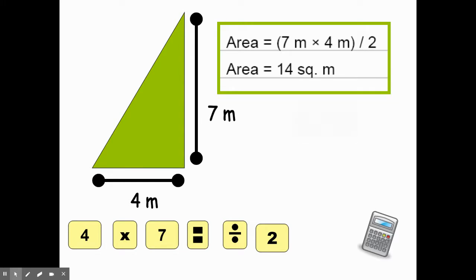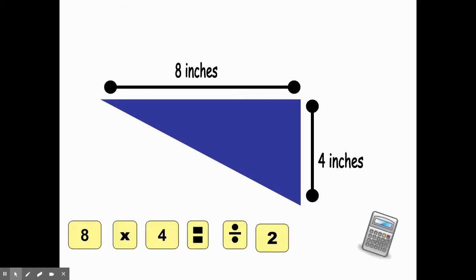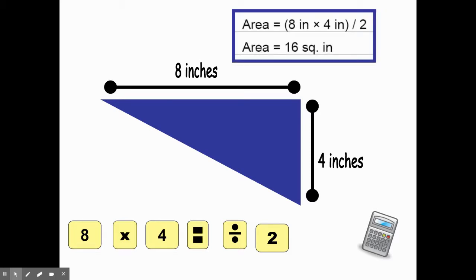Okay, and we will do one more. And for this one here, we have a base of 8 inches and a height of 4 inches. And so 8 times 4 is 32. And 32 divided by 2 is 16. So we would have 16 square inches.